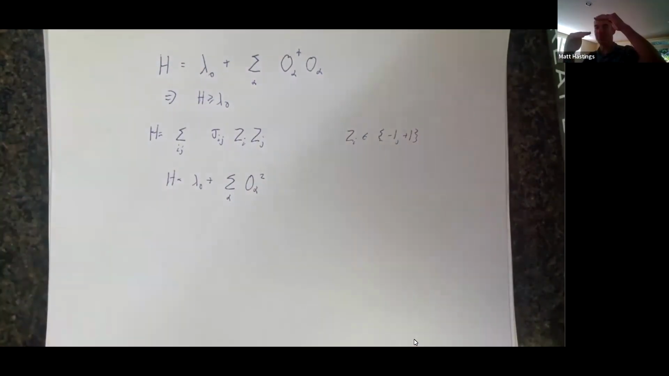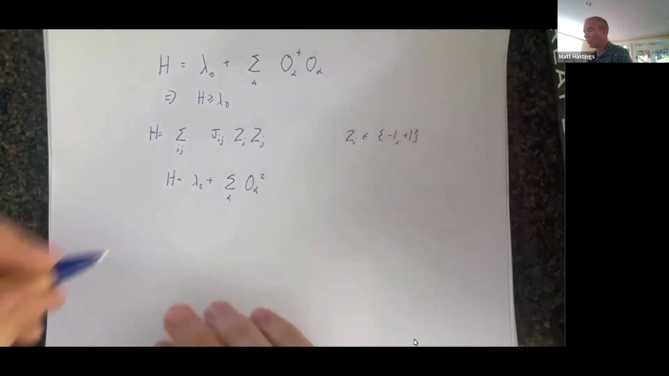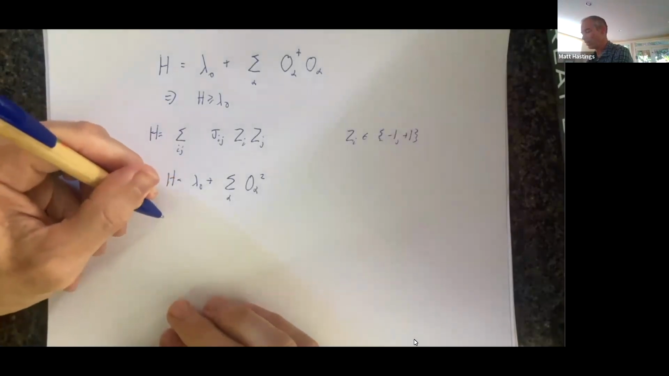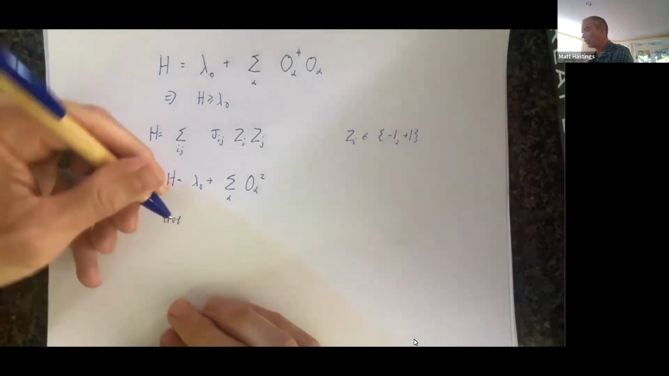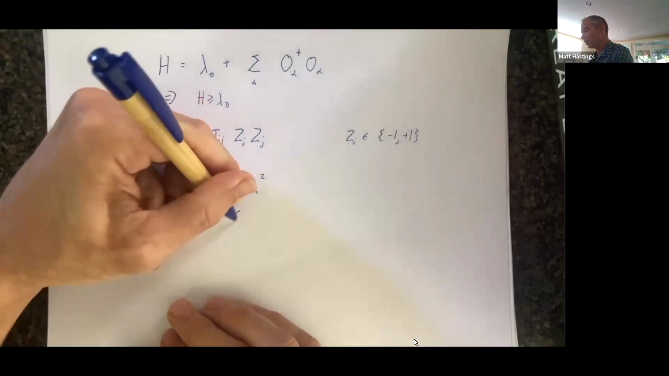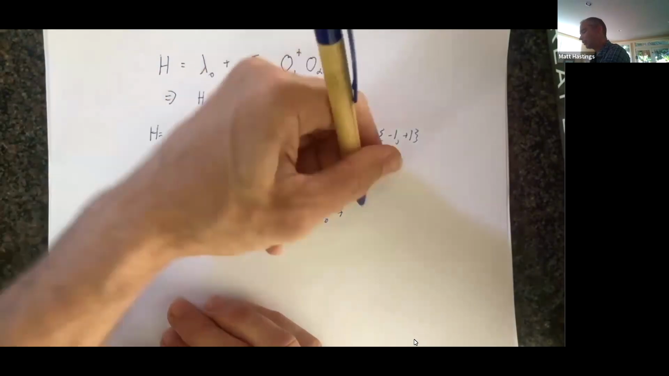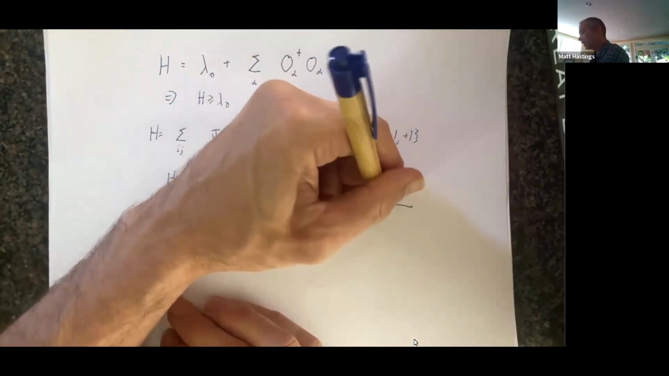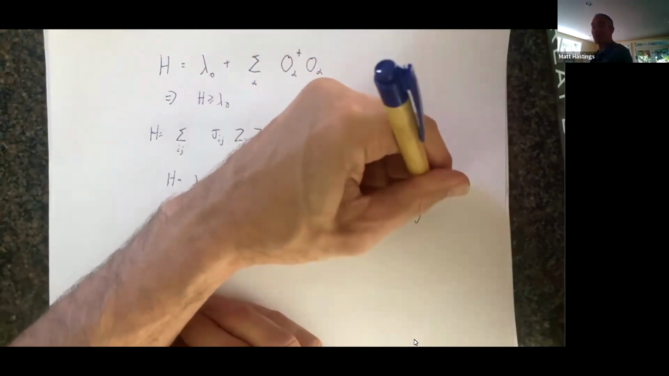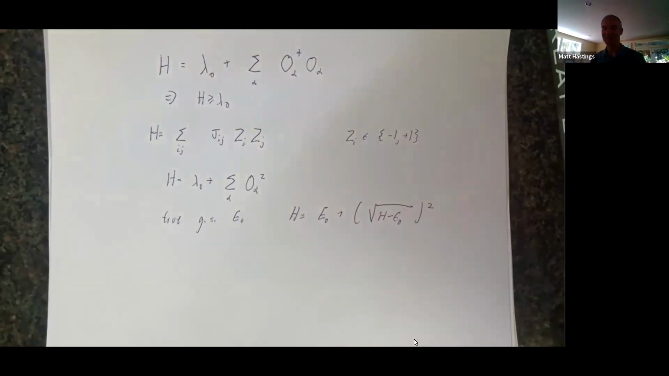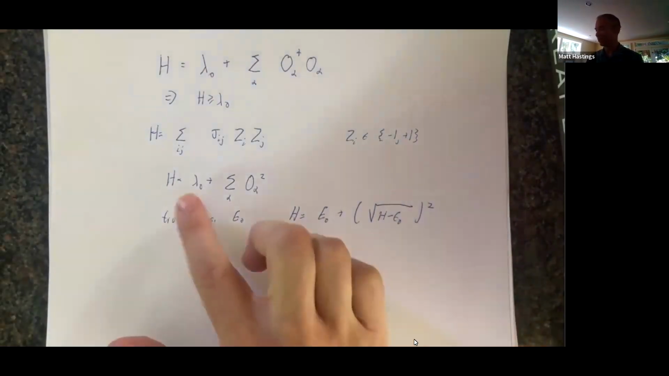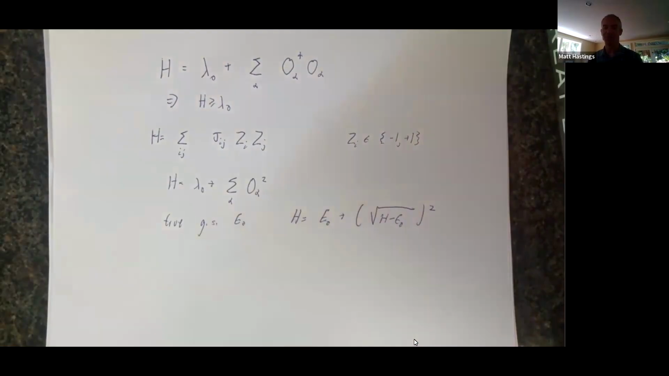I mean, this method gives lower bounds, and you might say, is the lower bound that this method gives the same as the true ground state energy, or maybe it's far below it? Well, suppose the true ground state energy is some E naught. Then H equals E naught plus the square root of H minus E naught, squared. And now, for lambda naught equals E naught, I've proven that the ground state energy of H is at least E naught.